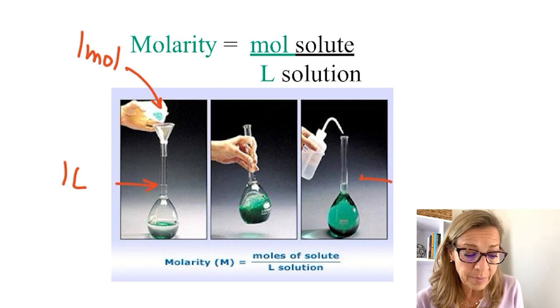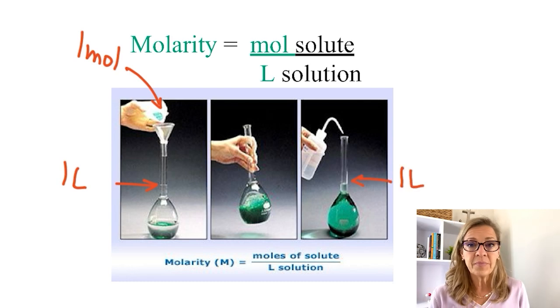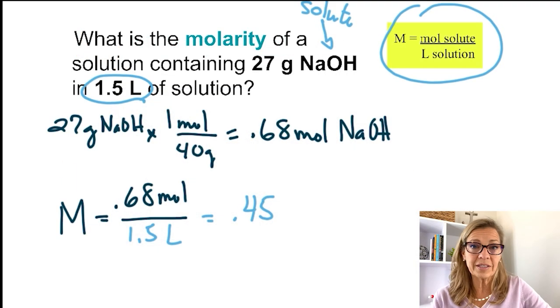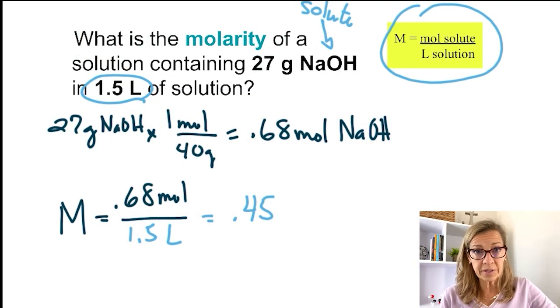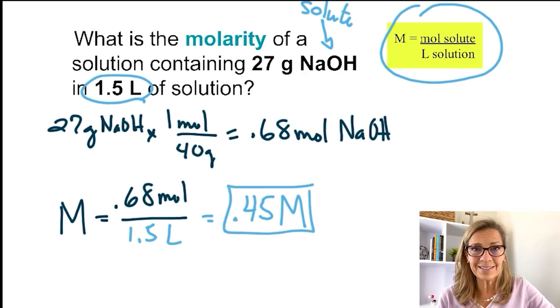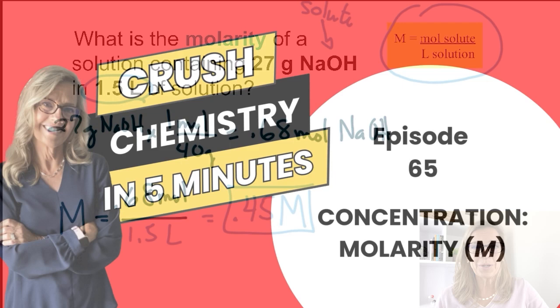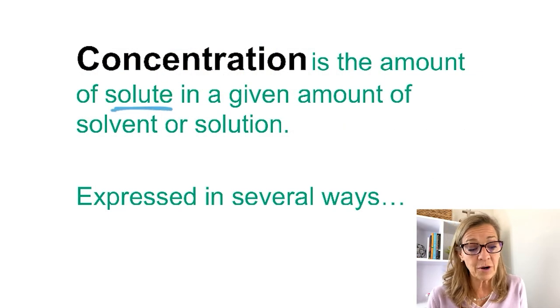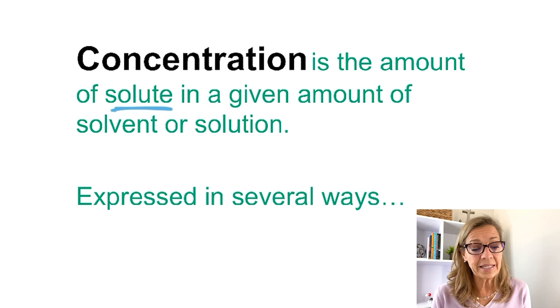Fill it all the way up to that 1 liter line, you would have a concentration of 1 molar. What are our units? We could either use moles per liter, that's fine, or our symbol molarity, or capital M, means moles per liter. It's how much of a solute, remember that's the little one, is in a given amount of solvent or solution.